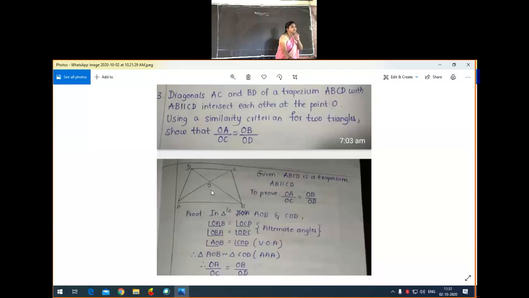Next, vertically opposite angle AOB is equal to COD. According to that condition, AAA criteria, we can say that triangle AOB is similar to triangle COD. So from this we can say that the two triangles are similar, in the sense that the corresponding sides are in proportion. Therefore OA divided by OC is equal to OB divided by OD.